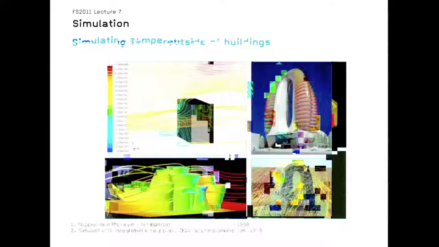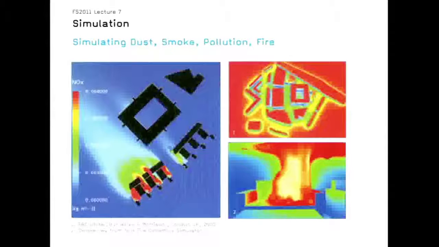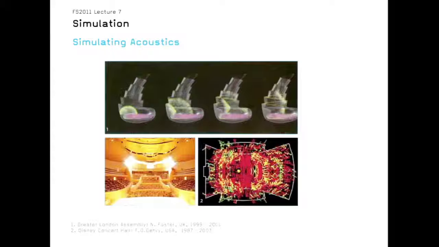And more, and more, and more. Here, for example, dust, smoke, pollution, fire, very important, so that you see under certain conditions where the fire will spread, and also that people run in the right direction and not in the wrong one. So all these things you can simulate today by combining the simulation with, for example, the steering of people in an automated system, that it points you in the right direction to escape the building, not into the wrong one. This can be deciding over life and death.